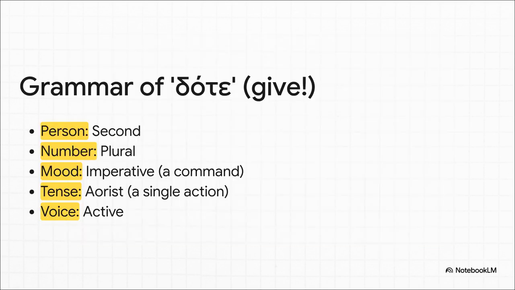So first, let's look at the external grammar, the nuts and bolts, of the Greek phrase dote umes, which means you give. It's second person, plural, it's in the imperative mood, it's active voice, and it uses what's called the aorist tense. All you really need to know about aorist is that it describes an action as one single complete event. Think of it like a snapshot, not a video. So, this is the raw data we're going to feed into our map.